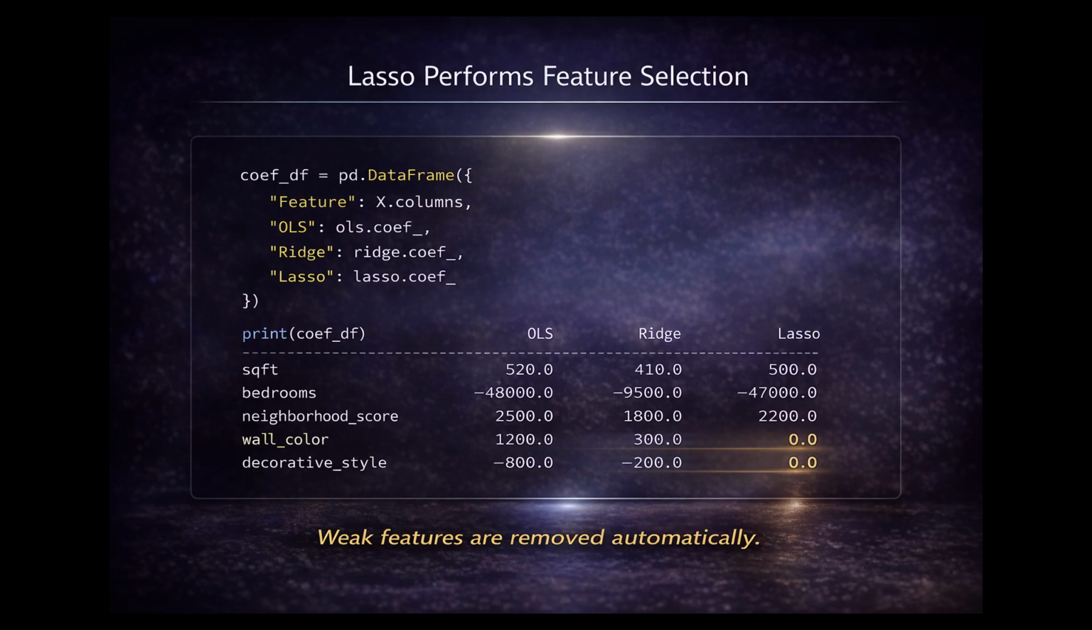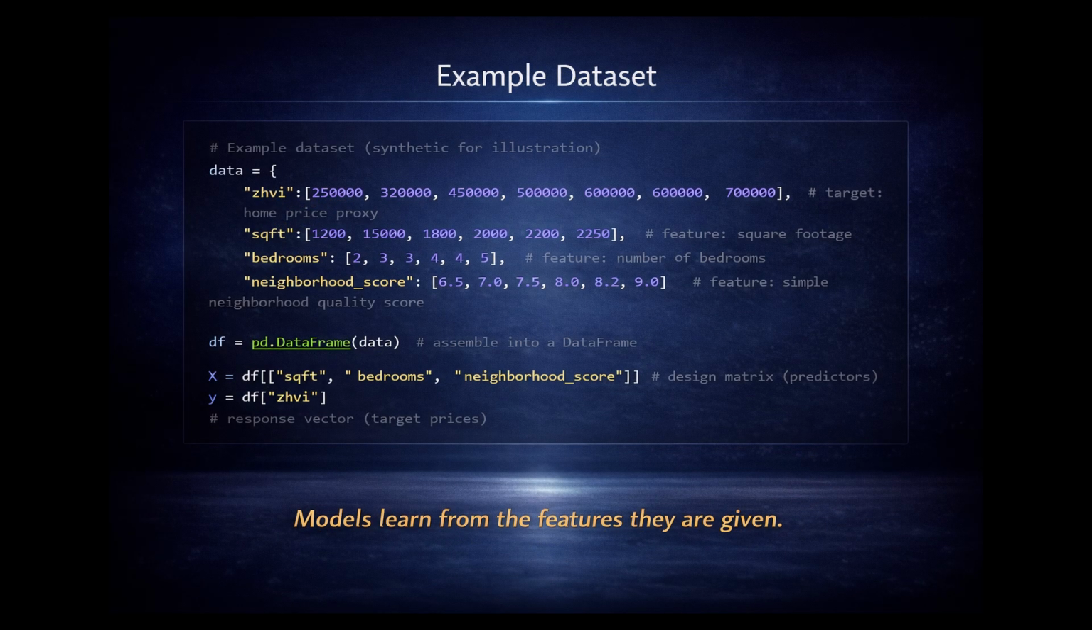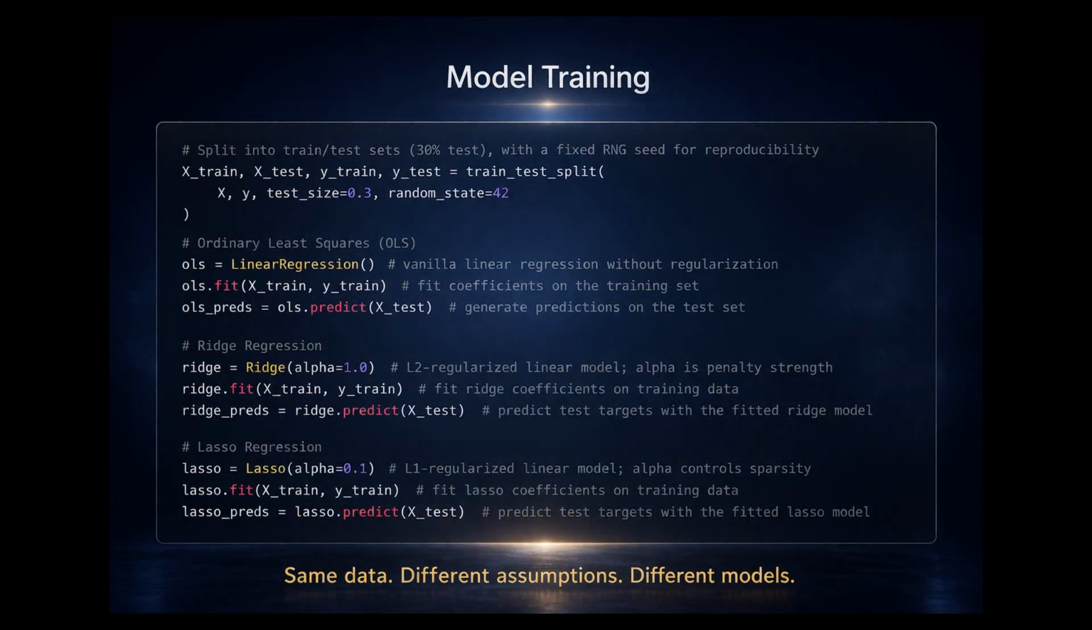But in applied machine learning, the point is not just to admire the theory. The point is to see what happens when the full workflow is run on a real example. So start with the dataset. In this housing example, the model is given square footage, number of bedrooms, and neighborhood score as inputs, and home price as the target. Then train the 3 models on the same data: ordinary least squares, Ridge, and Lasso. Same dataset, same prediction task, different regularization behavior.